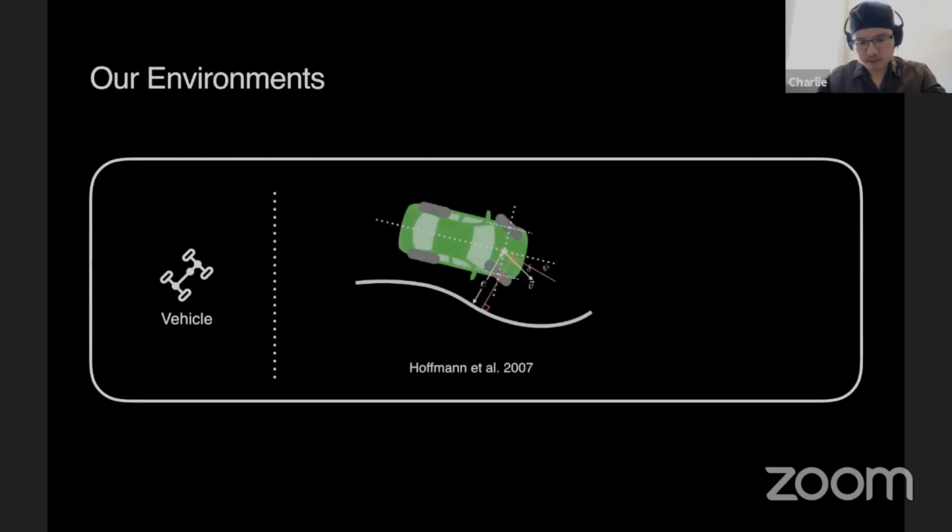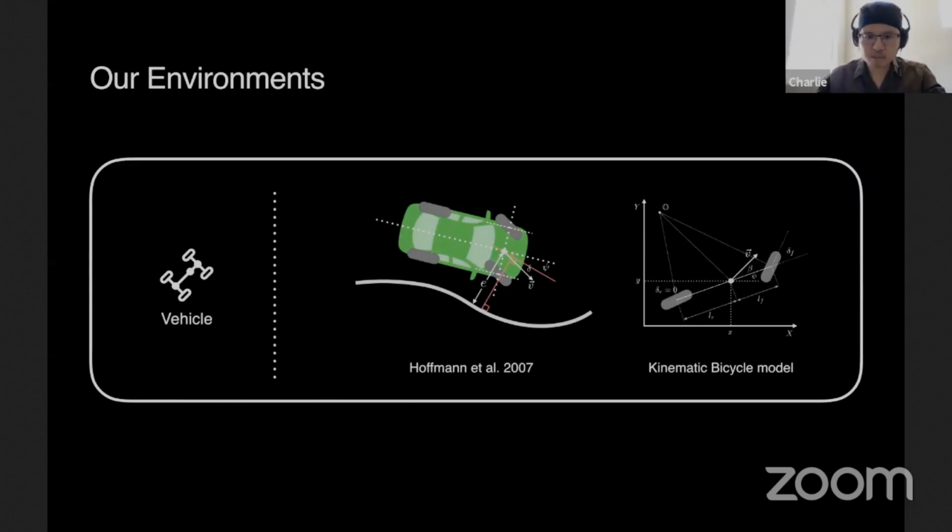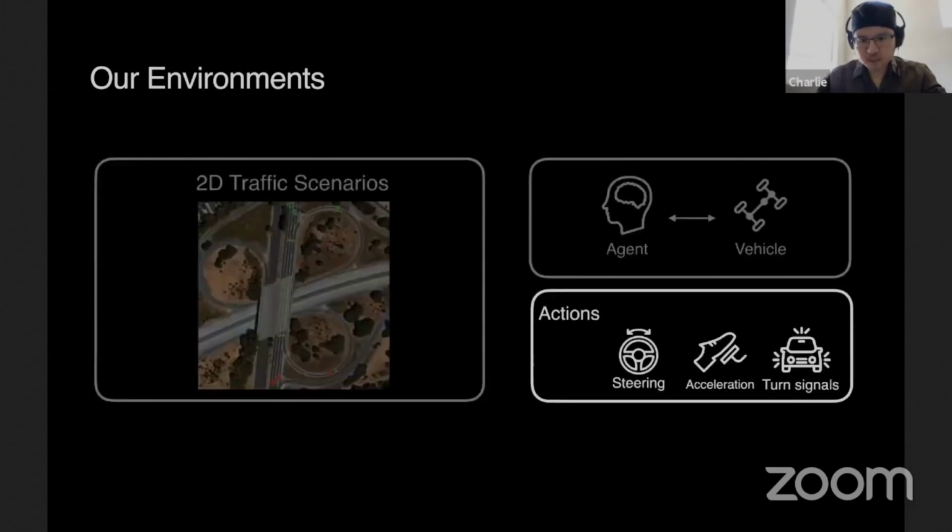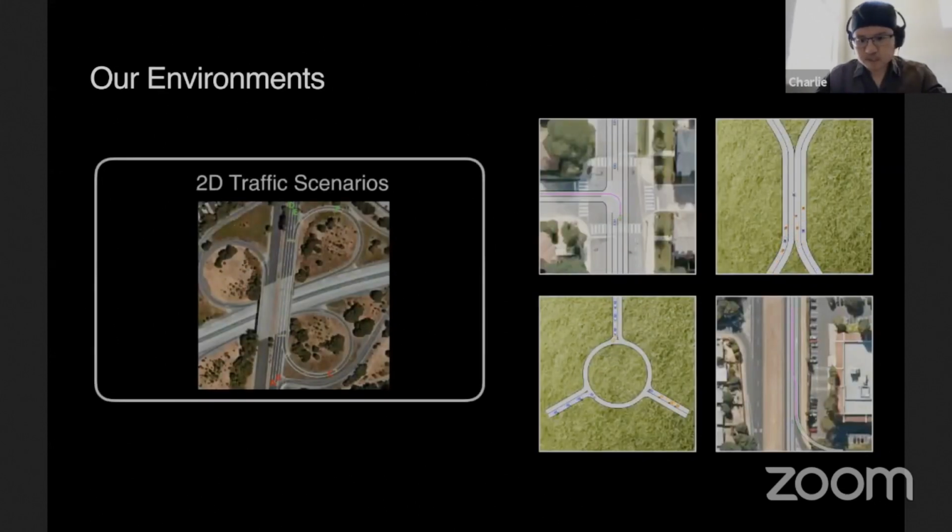In our case, our agents are vehicles. We use a steering controller as well as a kinematic bicycle model to simulate the dynamics, which gives us a little more realism. The action space consists of steering, acceleration, and turn signals. Here are some examples of how we can simulate different traffic scenarios: a roundabout, a left turn, and different merges. So it's fairly flexible in this regard.